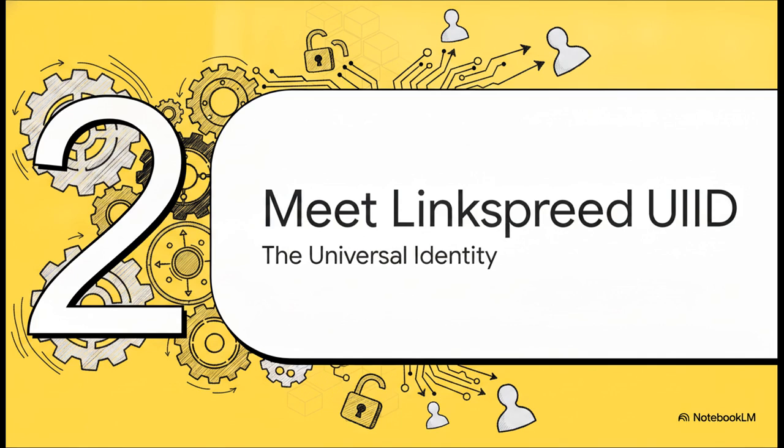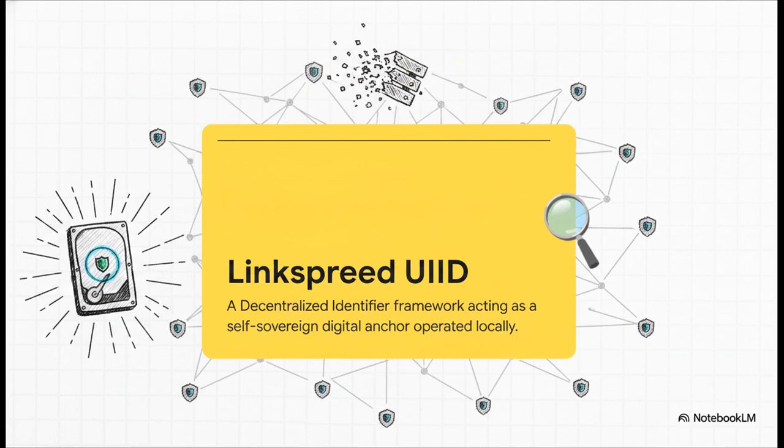Section 2. Meet Linkspreed UUID. To escape this trap, we obviously need a technological cure that completely rewires the relationship between user and platform. Instead of relying on static server-generated keys, Linkspreed's UUID, which stands for Universal Integrated Identity, is a decentralized identifier framework. Think of it like a self-sovereign digital anchor operated locally on your own hardware, rather than sitting in a server farm hundreds of miles away.